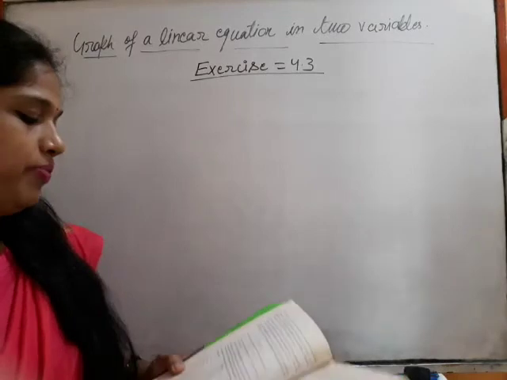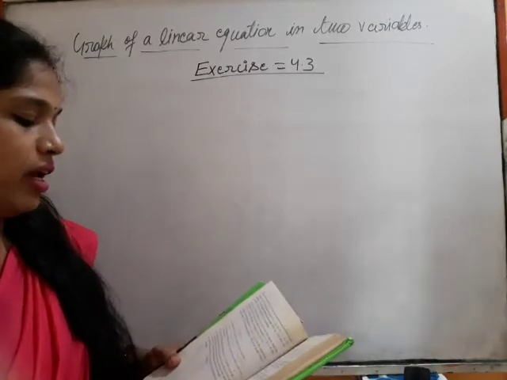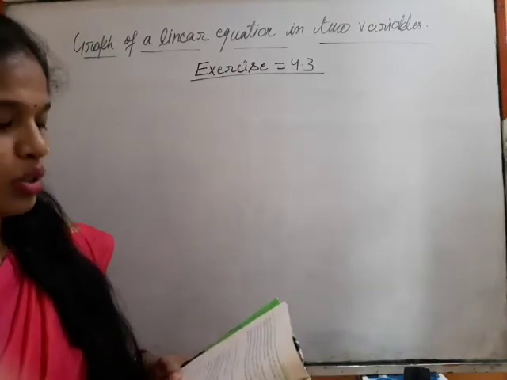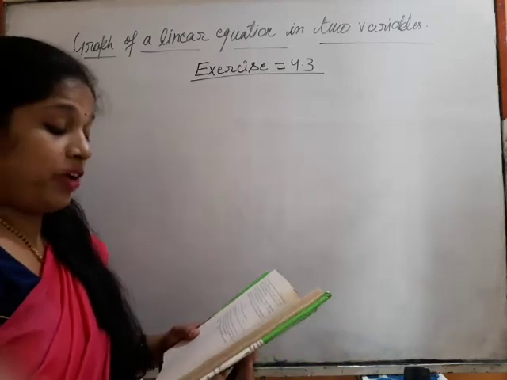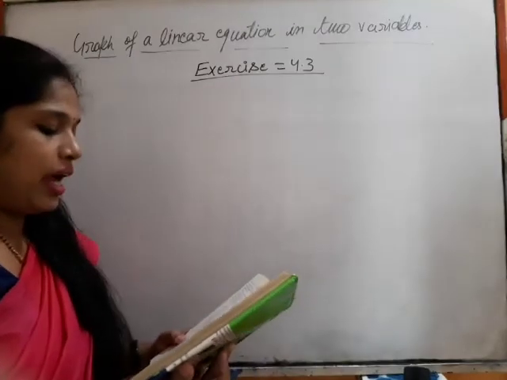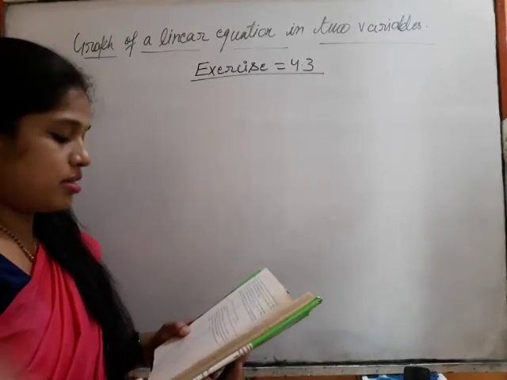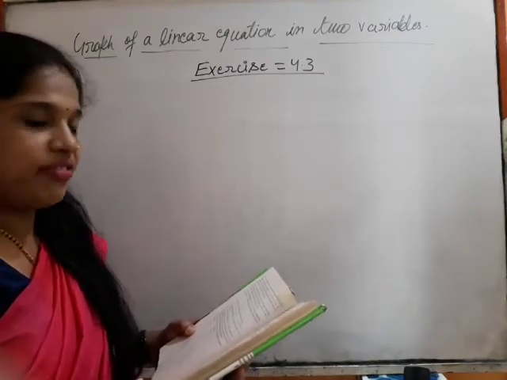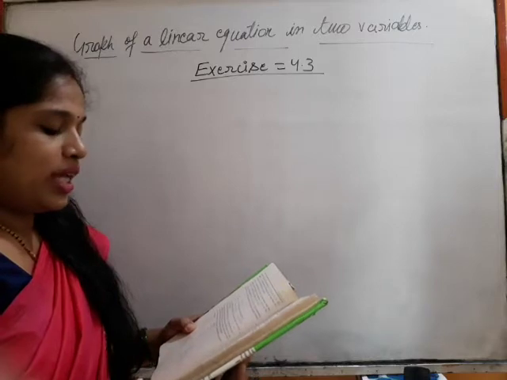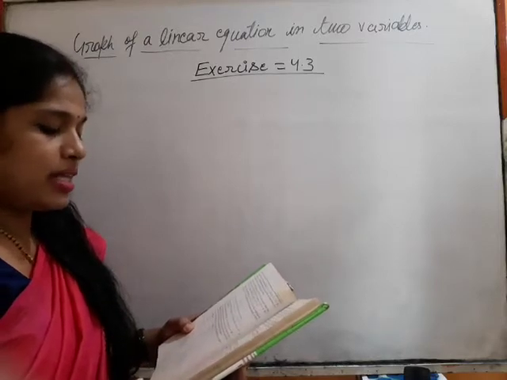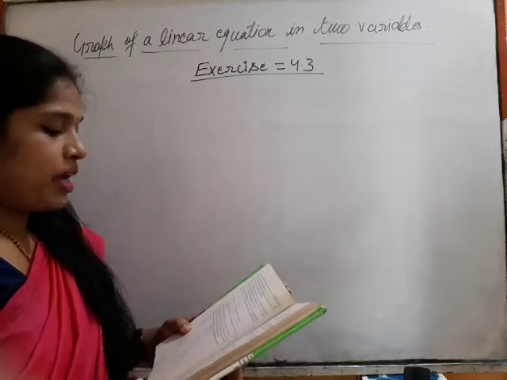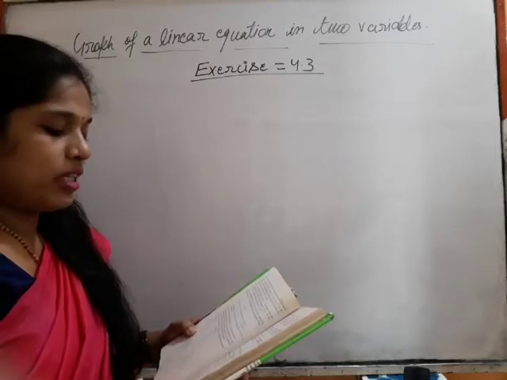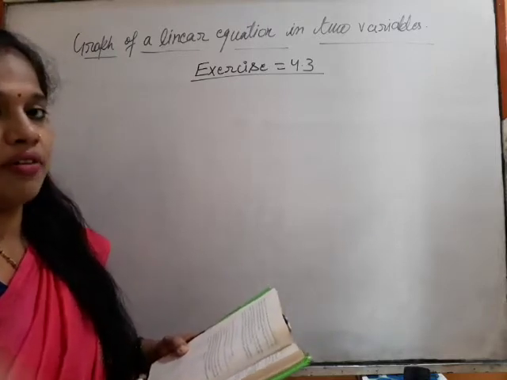Question number 4. The taxi fare in a city is as follows. For the first kilometer, the fare is rupees 8, and for the subsequent distance, it is rupees 5 per kilometer. So taking the distance covered as x kilometer and total fare as rupees y, write a linear equation for this information and draw its graph.